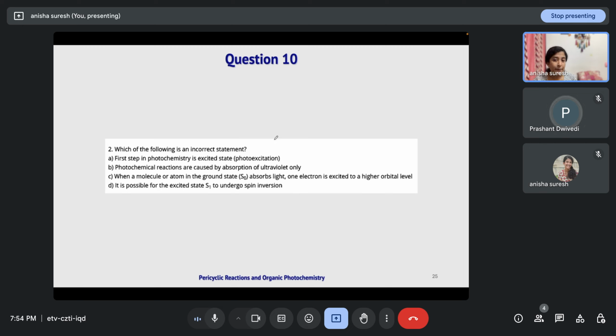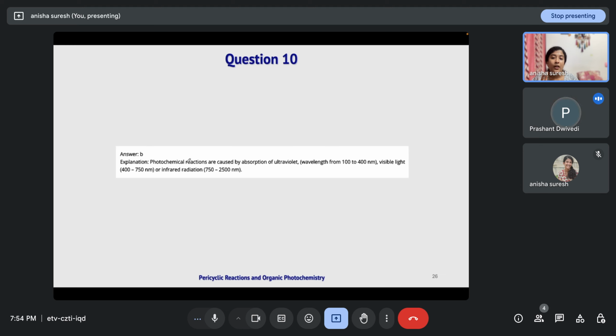The first is a right statement because the first step is the absorption of light, that is excitation. So option B is the right answer, that is, the incorrect statement is option B. Here they are saying that the photochemical reaction happens only by absorption of UV light. No, it is wrong.